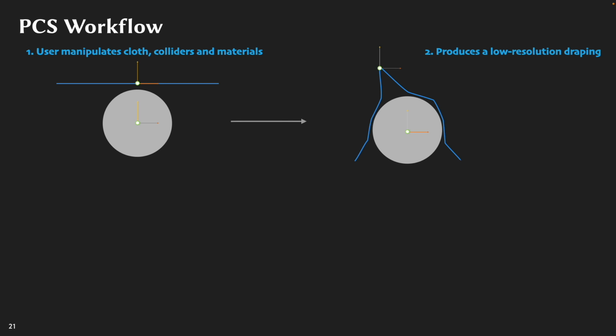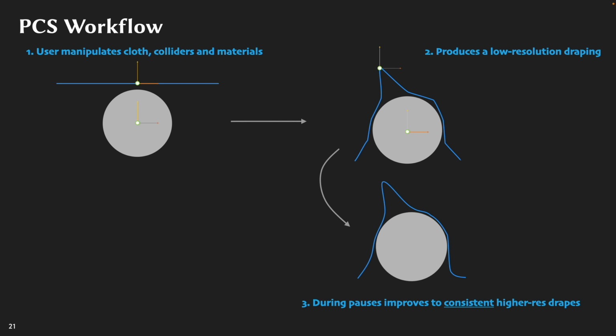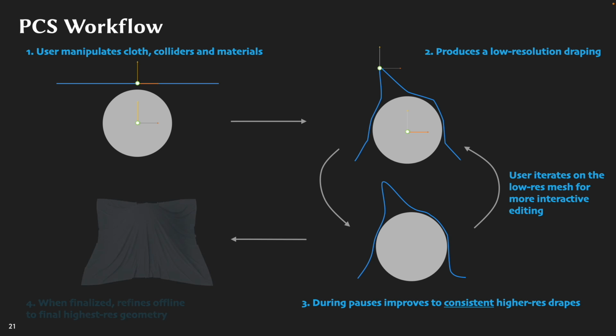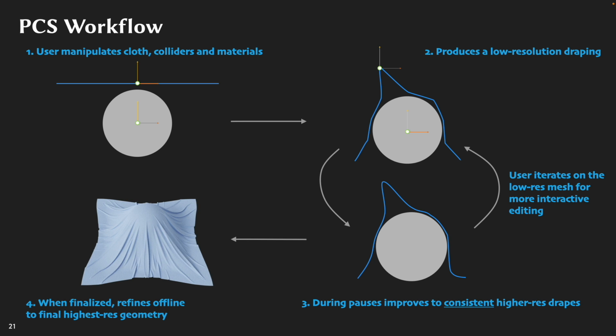Because of all these features, PCS enables users to interactively and progressively explore cloth design parameters, so we also build an interactive tool around it. Here's an initial setup, where the user manipulates cloth, colliders, and materials, and later produces a low-res draping. During pauses, our solver automatically improves to consistent higher-res drapes, while the user iterates on the low-res mesh for more interactive editing. When the user is satisfied with their design, they refine offline to the final highest-res geometry.